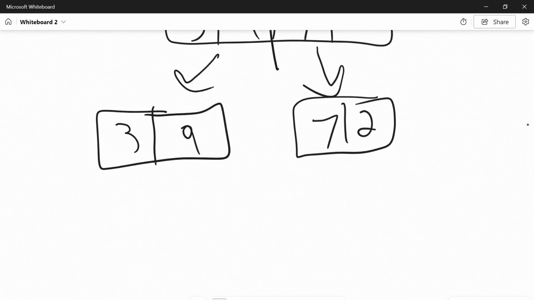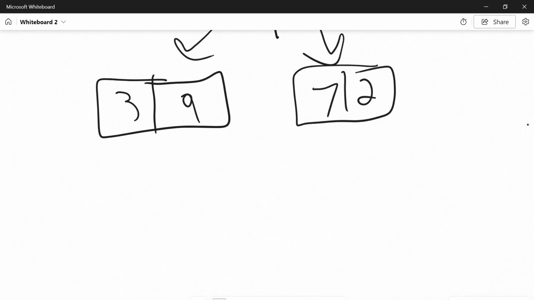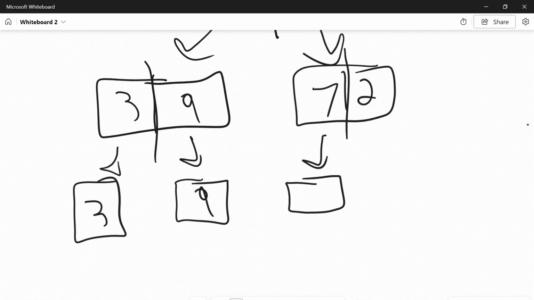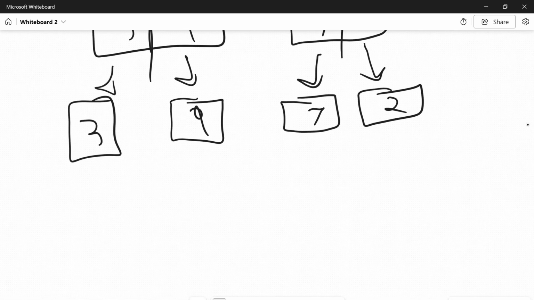This still isn't the smallest it can be though. We can have a list of 1 element. So we'll do that again. We'll break each list in half one more time. So then we've got 3, 9, 7, 2. All right. As you can see, these are the smallest elements possible. We can't break down a single number any further.